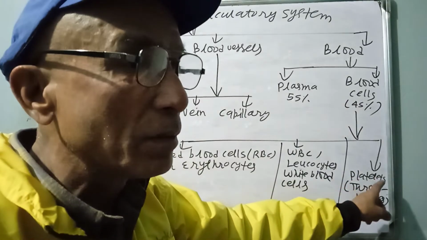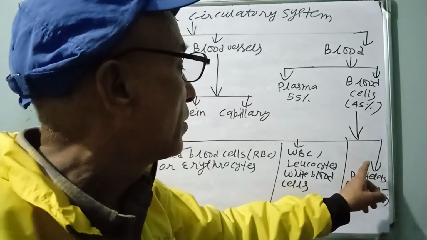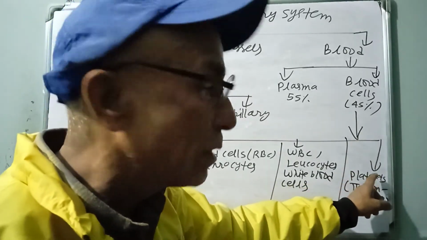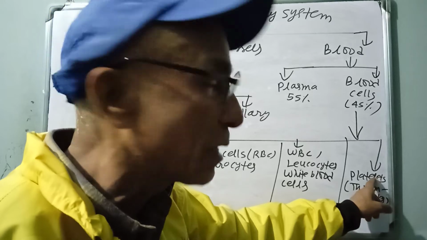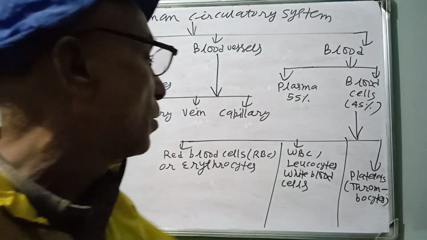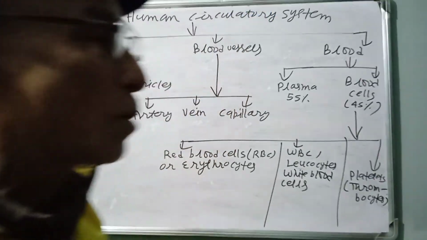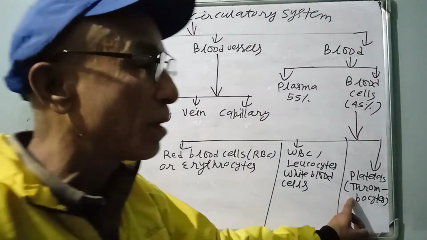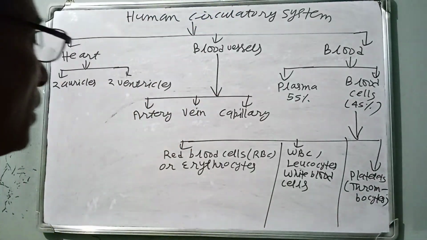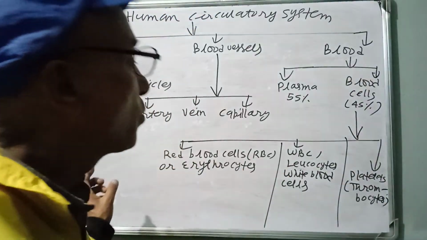Platelets help in blood clotting. They are also called thrombocytes. And if the person lacks platelets or has scarcity of platelets, he or she suffers from what? Thrombopenia. More, thrombocytosis. So all these RBC, WBC and platelets are equally important.